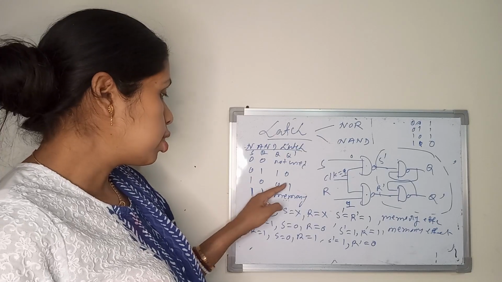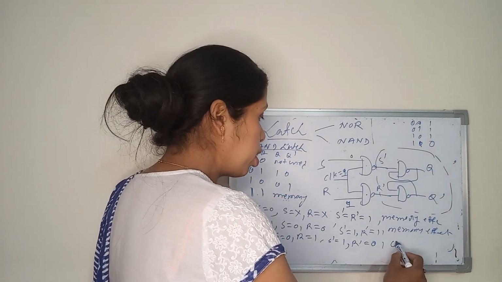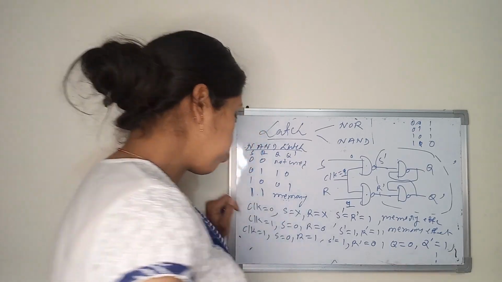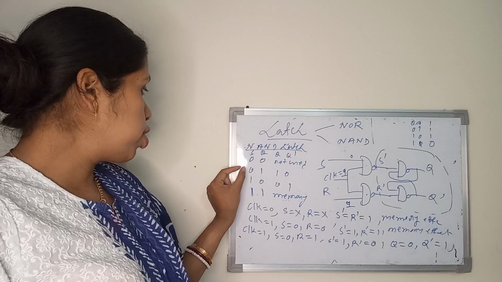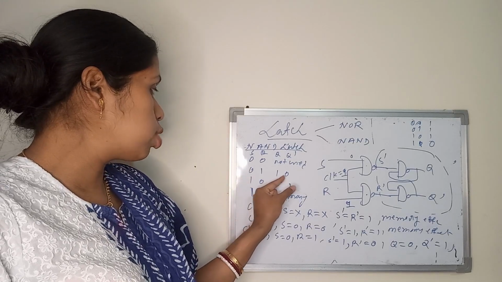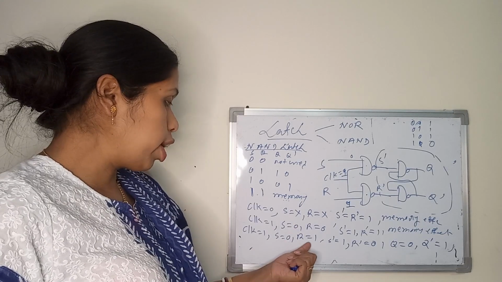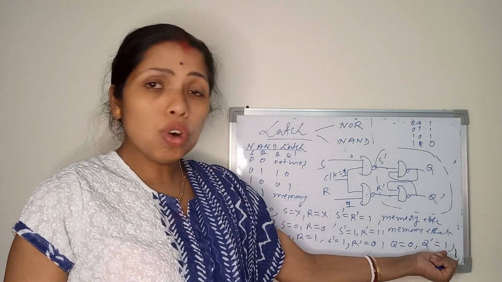So it will be 0 1. Okay, my final Q out is 0, Q prime is 1. Okay, so in the case of the NAND latch, if I give 0 1, it is 1 0. But in the case of the NAND flip-flop, if I give 0 1, it is 0 1.